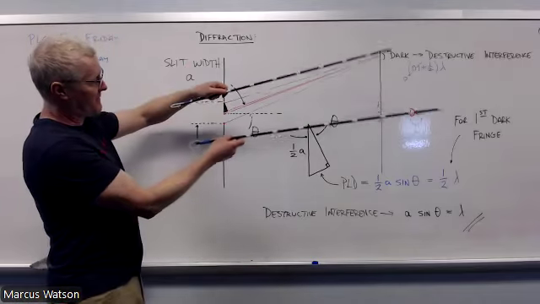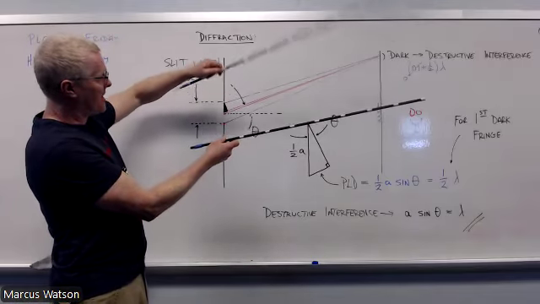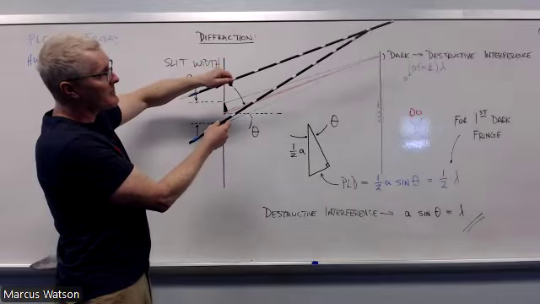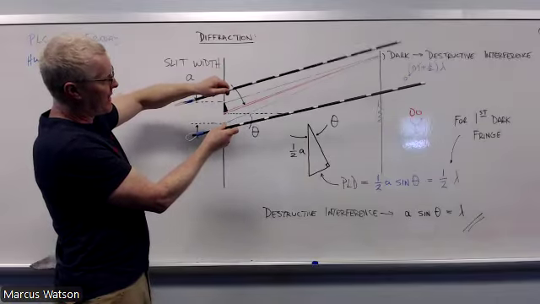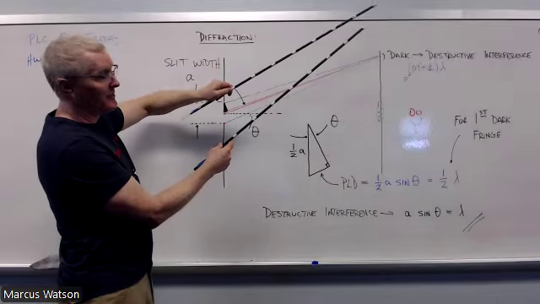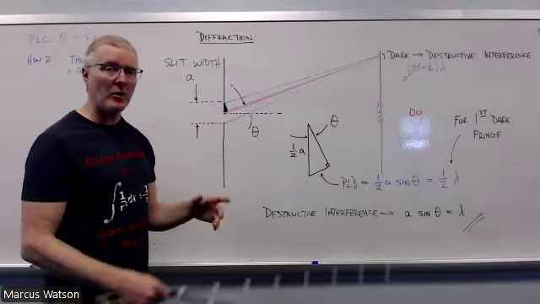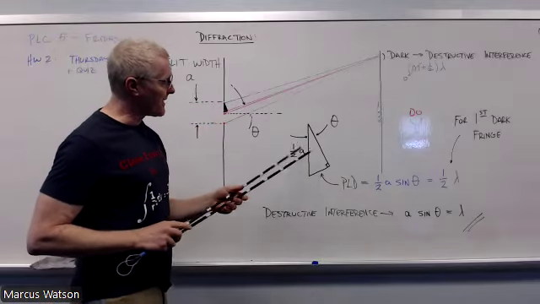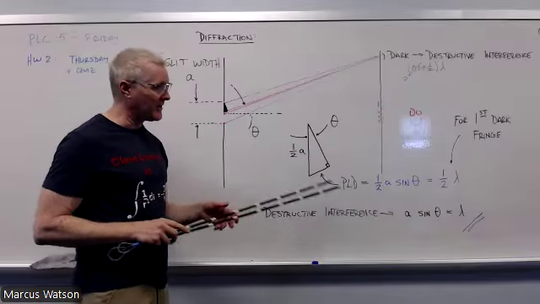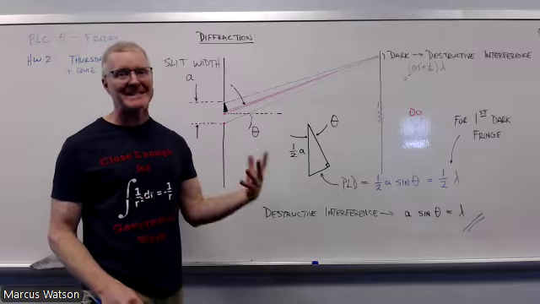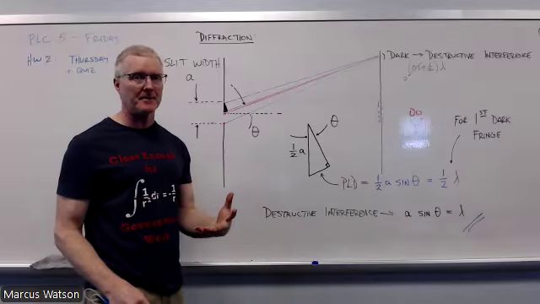So if these two cancel here, this is the upper top of the slit right here, this is the center. If these cancel, then I move down a little bit and these cancel. Down a little bit, these cancel. Down a little bit, these cancel. So pairwise cancellation tells me that I only have to go half the slit in order to get half the wavelength, and that's how we deal with destructive interference in the single slit.